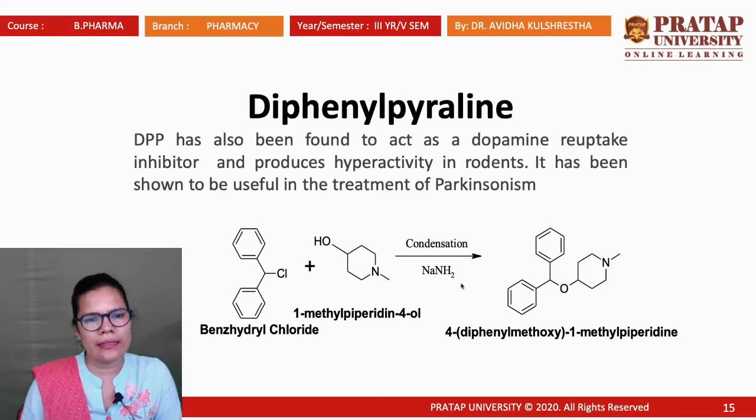Next point, this is diphenyl pyrroline, commonly called DPP. DPP has also been found to act as a dopamine reuptake inhibitor, producing hyperactivity in rodents. It has been shown to be useful in the treatment of Parkinson's disease also. So the starting material for this diphenyl pyrroline or DPP: we need benzohydryl chloride, which interacts with 1-methyl piperidine 4-ol.